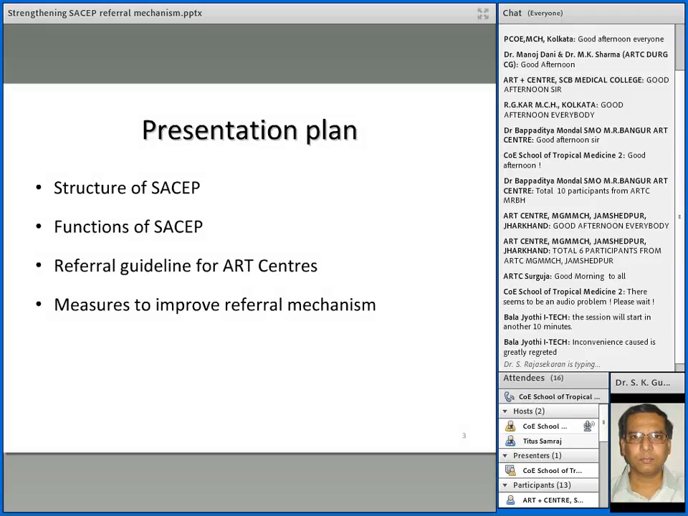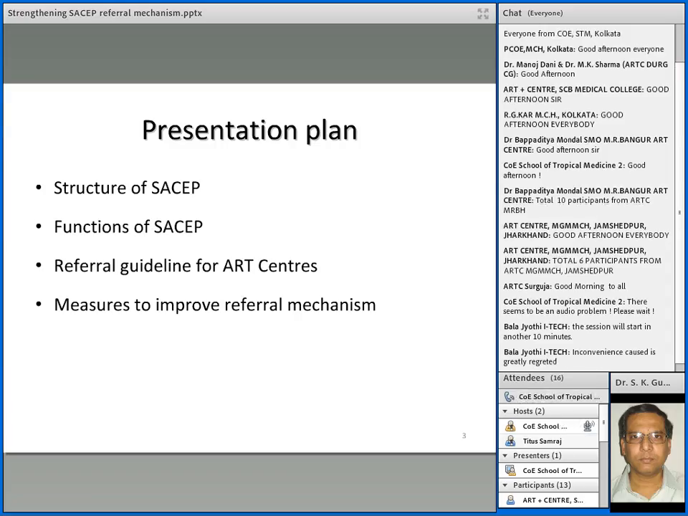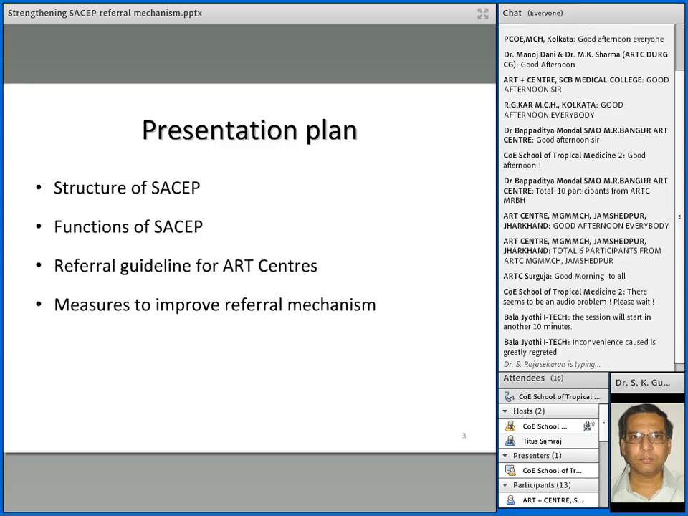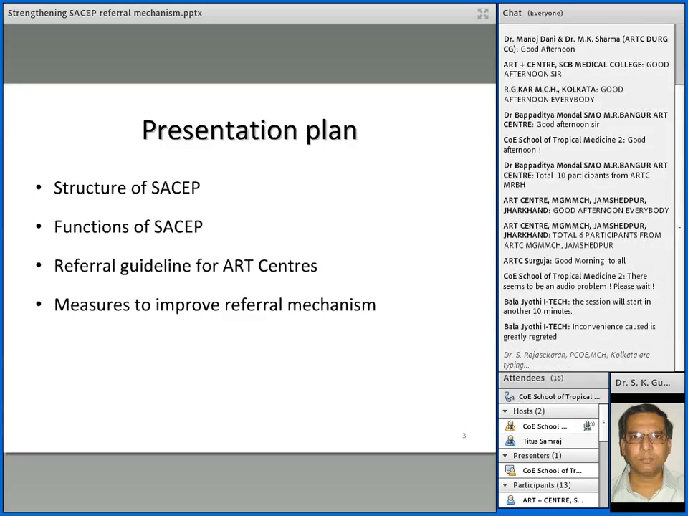So what we have decided is that today we'll have a brief outlook of the structure of the State AIDS Clinical Expert Panel, and also we'll look into the functions of the SACEP, and we'll also review the guidelines of the National AIDS Control Organization for ART centers: how to refer such cases, what cases are to be referred, and what would be the way of referring, etc. And finally we'll also try to find out what are the existing gaps in our referral system and how we can plug all these issues, and then we can start the second line and alternate first line ART, etc.